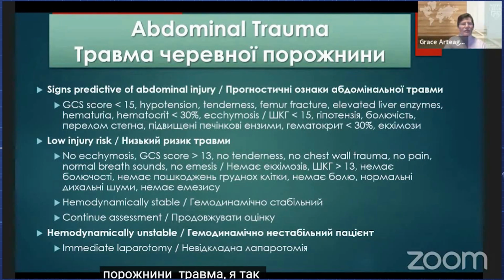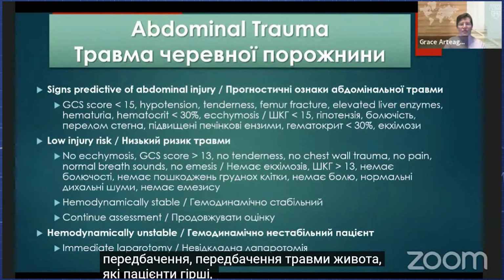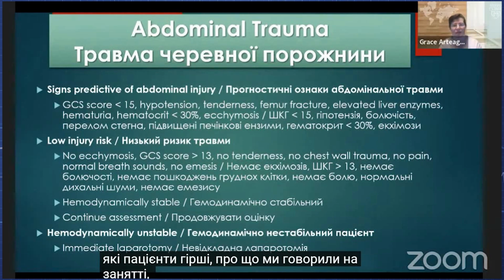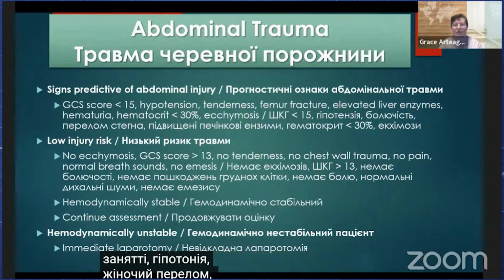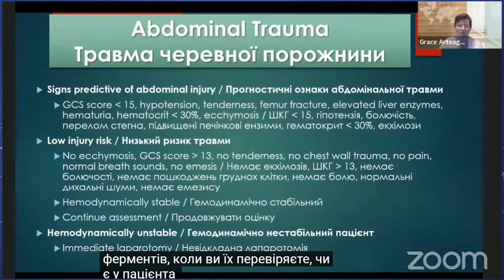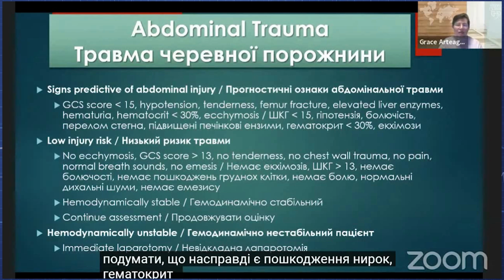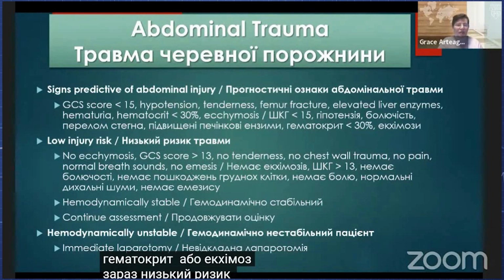Just a couple of points on abdominal trauma. These are signs predicting abdominal injury, which patients are worse. We talked about the Glasgow, the hypotension, the femoral fracture, and the elevated liver enzymes when you check them. If the patient has hematuria, that can make you think there's a kidney injury, or a low hematocrit or ecchymosis.